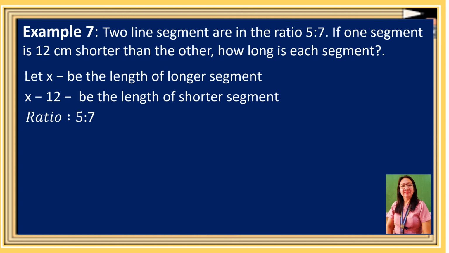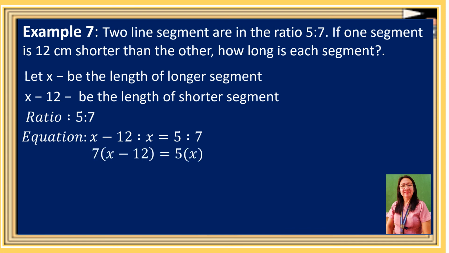Then we can create our equation using proportion between the shorter and longer segments. So, x minus 12 is to x is equal to 5 to 7. Then using extremes and means, let us multiply the extremes. x minus 12 times 7. So it is 7 times x minus 12. And the product of the means is 5 times x.